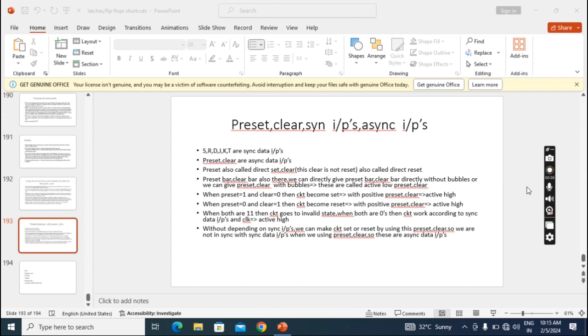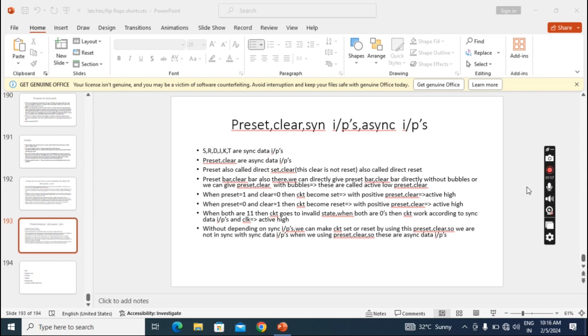So sometimes we can give preset bar, clear bar also. If we are saying preset bar, clear bar, those are called negative or active low preset and clear. We can give preset bar, clear bar directly without bubbles, or we can give preset and clear with bubbles. Those are called active low or negative preset and clear. Okay, if we are giving only preset and clear without bubbles, those are called positive or active high preset and clear.